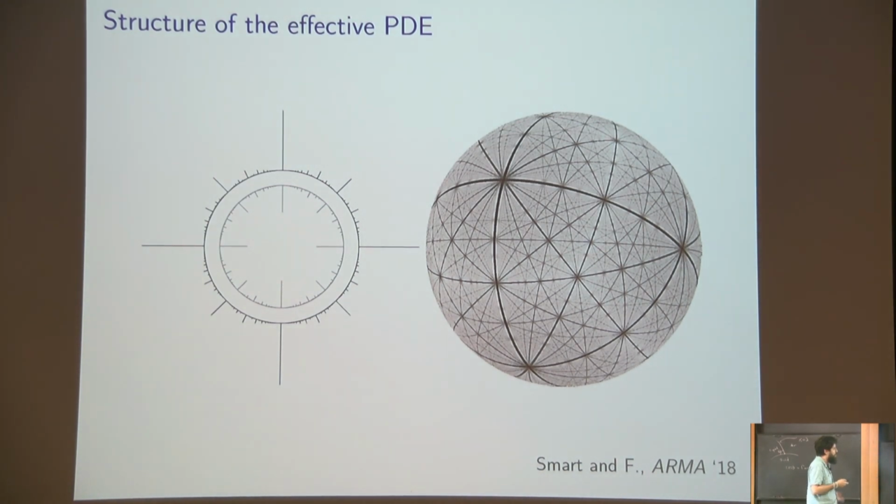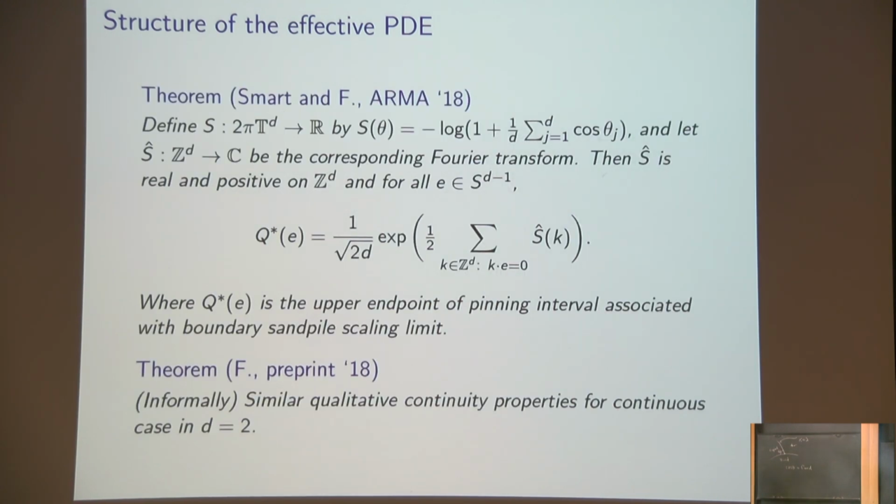Okay, so we had these numerical computations, which look very nice, and we wanted to explain them. And so we were kind of amazingly able to derive an exact formula for that boundary sandpile model, which I'm short on time, so I don't want to explain all the details of the formula. But it's basically just the exponential of the sum of some Fourier coefficients of a very specific function over all the rational relations satisfied by the vector E. And so you will just see from this all the rational, irrational structure of the pinning interval.